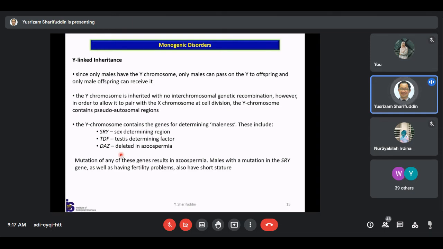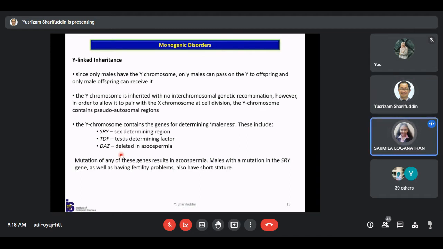What is the name of the gene that's available on the X chromosome, but is also needed for maleness? TFM. Sorry? TFM. What is TFM? What is it called for? What does it do?